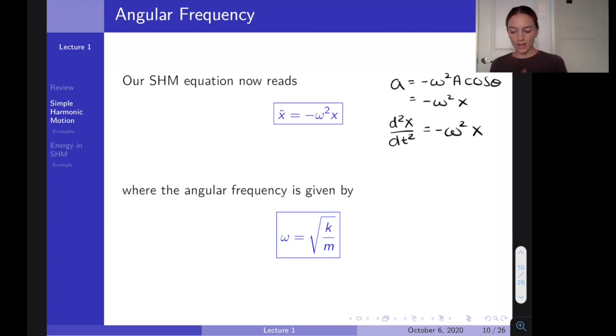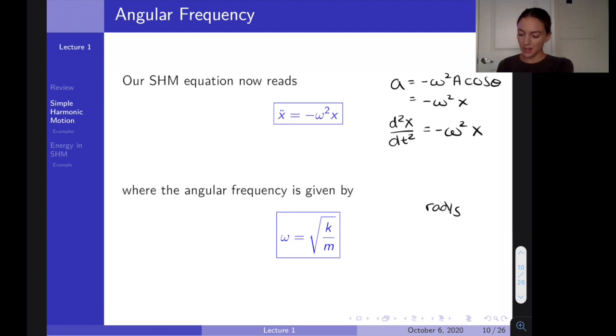So now we can equate omega with the square root of k over m by comparing to that first equation of simple harmonic motion that we found. And here I'm calling our angular speed and our angular frequency the same thing because they are the same thing. Both angular speed and angular frequency are measured in radians per second, so that means they're the same thing. So this is a very important relation. This angular frequency is equal to the square root of k over m. We're going to see that pop up over and over again.